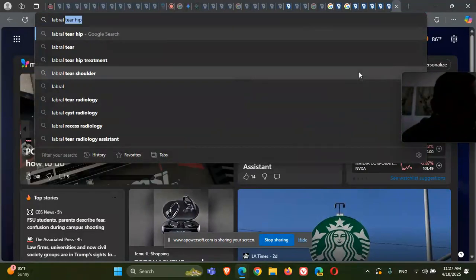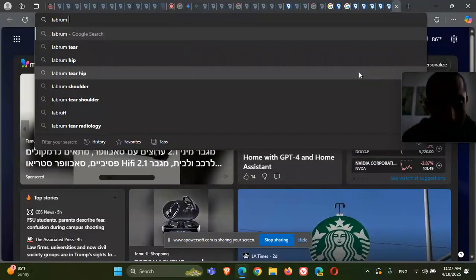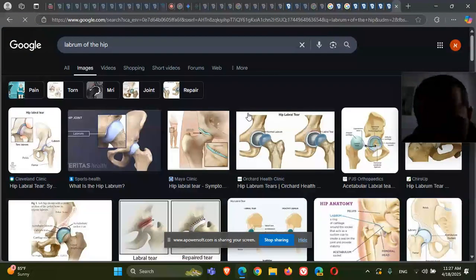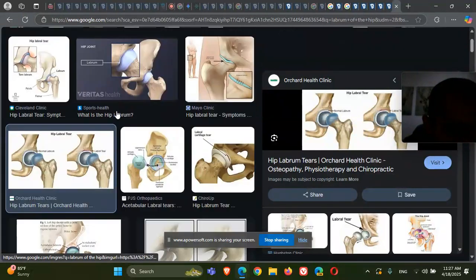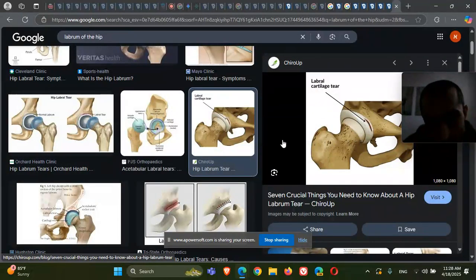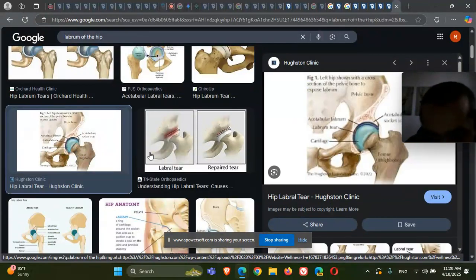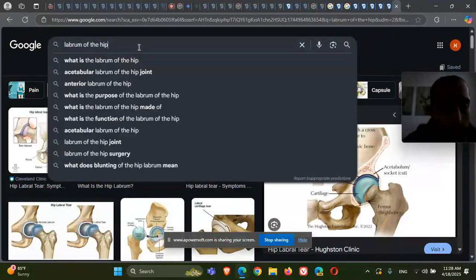Now let's go to labral tears, or let's start with the labrum of the hip. You can see the labrum of the hip, which surrounds the hip socket, and we will talk about labral hip and labral cartilage tears. You can see the labrum right over here, with tears that can be. So, Radiopaedia.